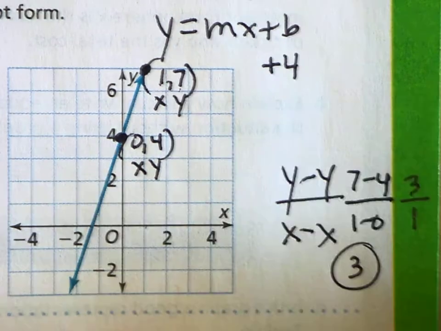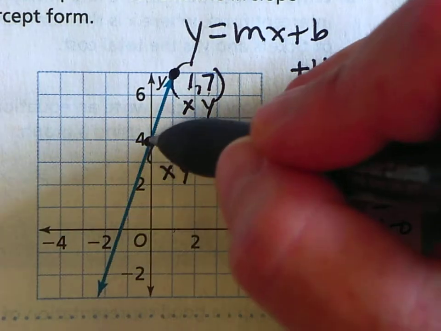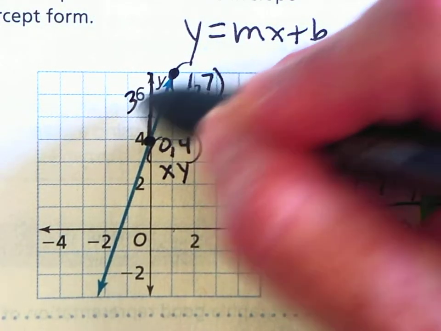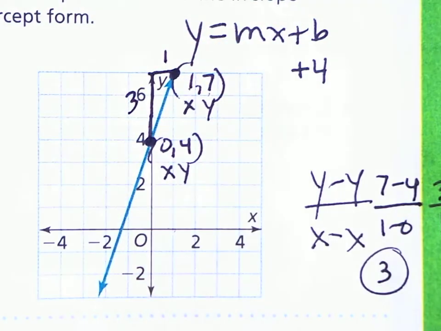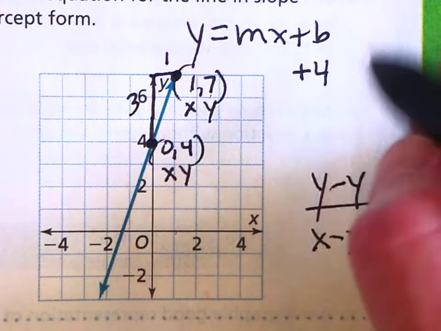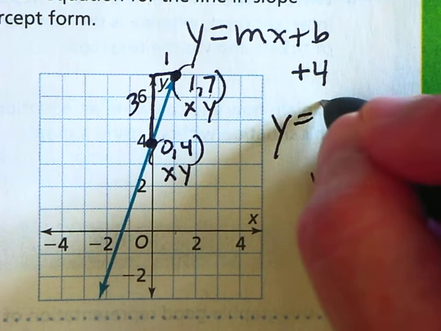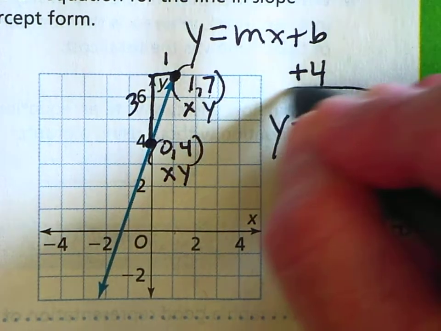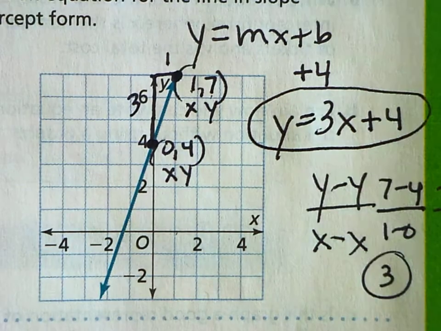My slope is positive 3. This line is going up from left to right. So if I rise 1, 2, 3, and run 1, 3 over 1 is 3. I'm kind of running out of room right here, so I'll write it right here. y equals 3x, 3 is my slope, and then 4 was my y-intercept. y equals 3x plus 4.